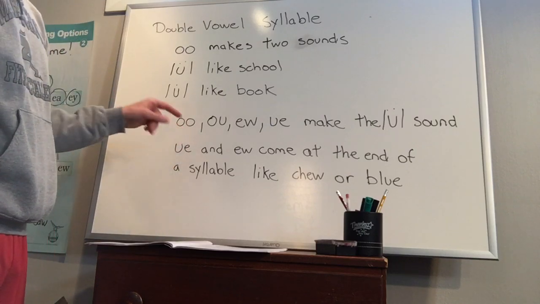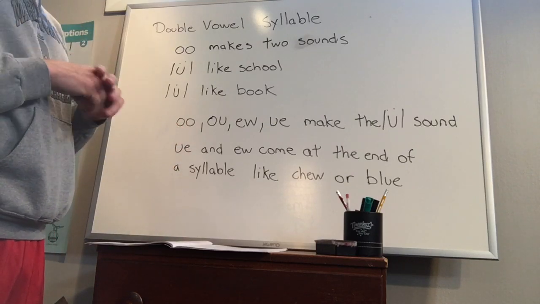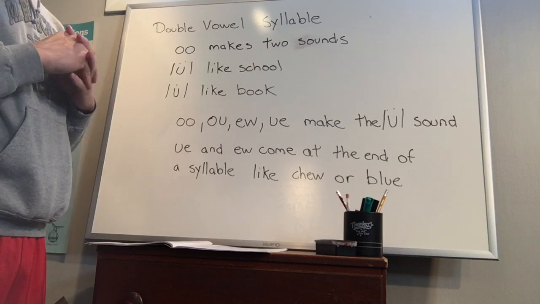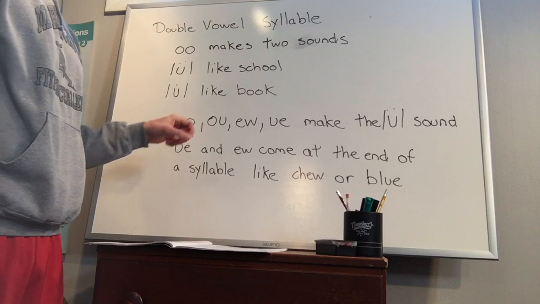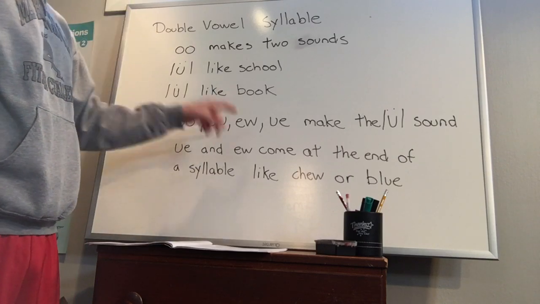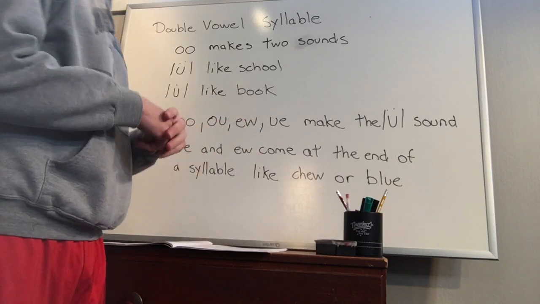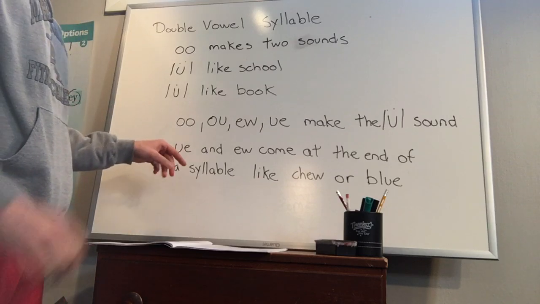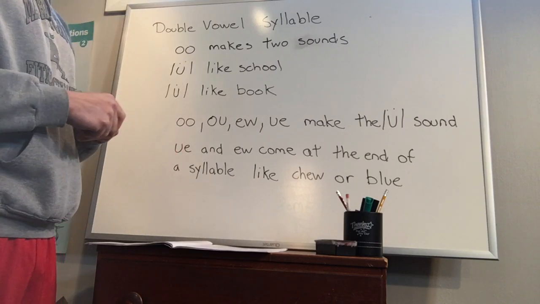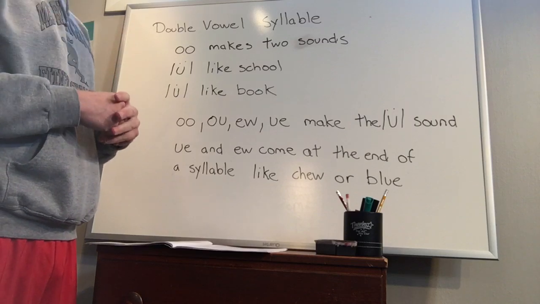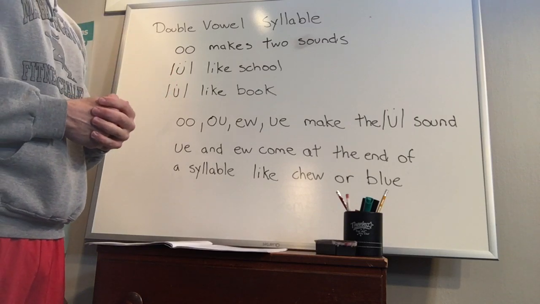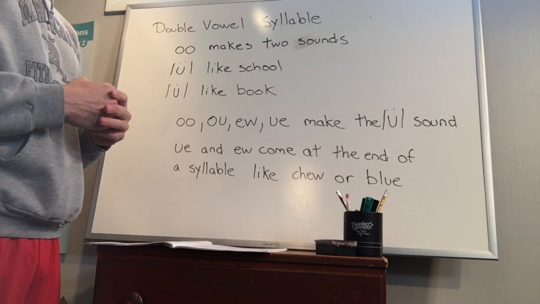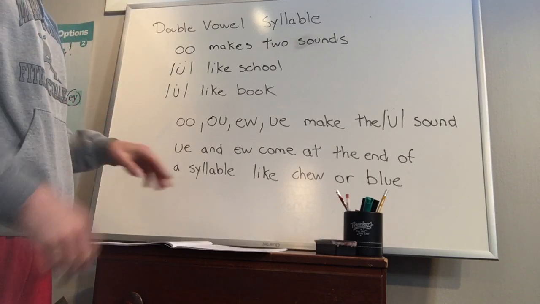We also know that double O's are not the only double vowel teams to make 2 sounds. We know double O's, OU, EW, and UE can all make the OO sound. If you're having a hard time figuring out where these double vowel teams go, well, you and I have talked about vowel teams that go at the end of the word and how that kind of helps us to figure out where we should put them.